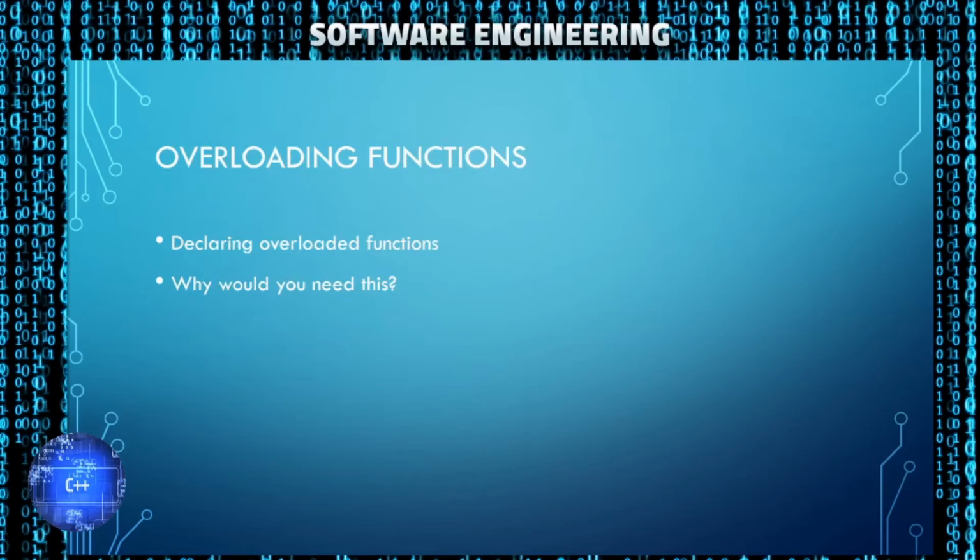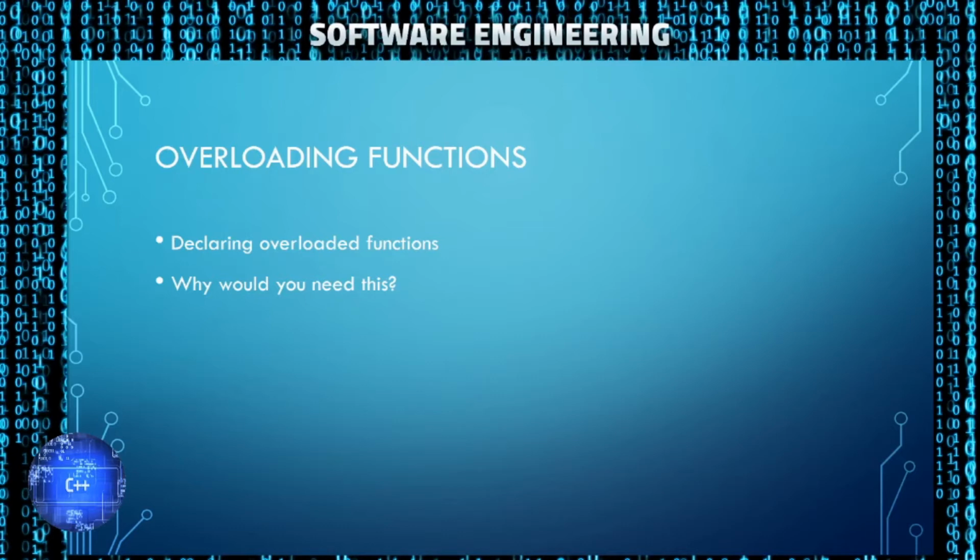In C++, you can overload functions. This means that you can declare a function that has the same name and same return type, but has different parameters. The reason for this is that it allows you to have names that do similar things for different operations.